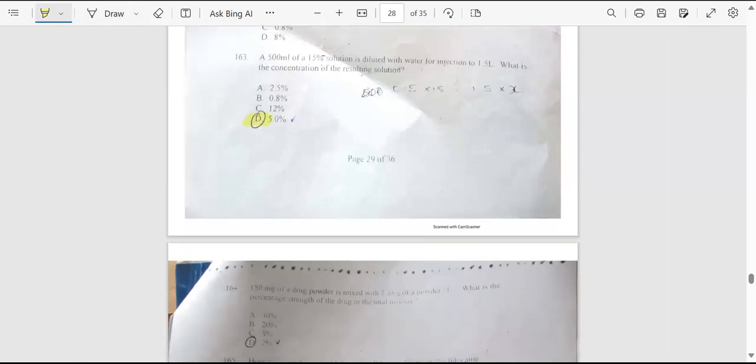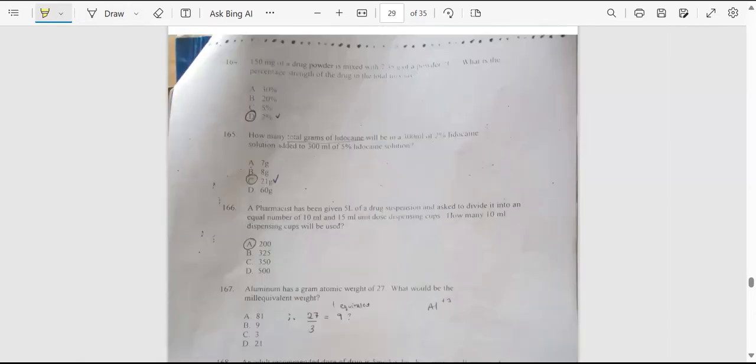Next question, number 164. 150 mg of a drug powder is mixed with 7.35 grams of a powder. Can't read that word. What is the percentage strength of the drug in the total mixture?